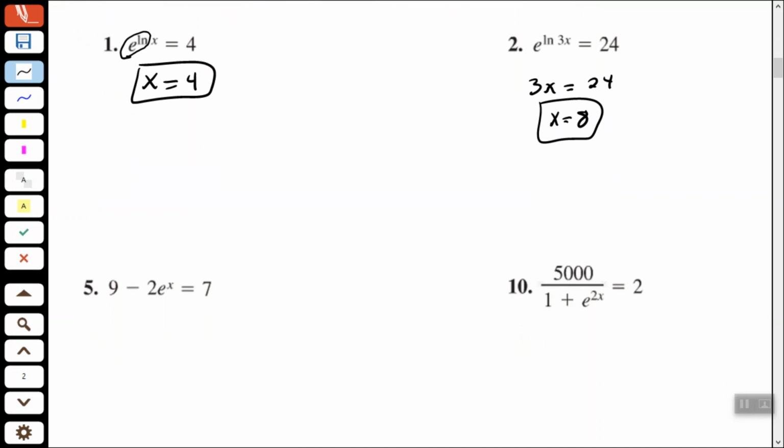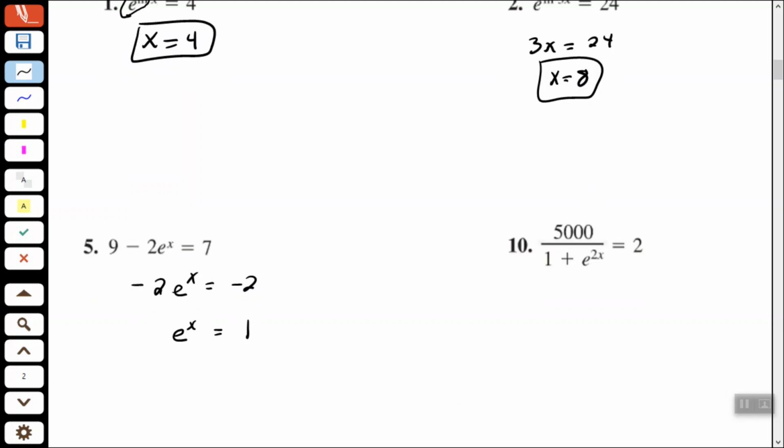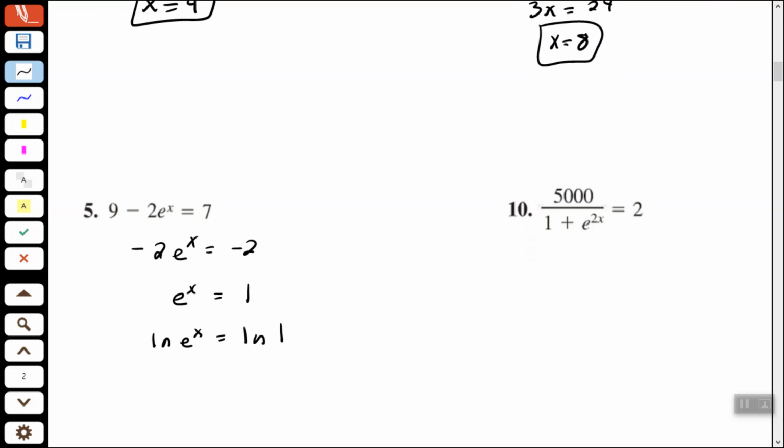Okay, what about 9 minus 2e to the x equals 7? So the first thing we want to do is to isolate the e to the x. So let's subtract 9 from both sides. Divide both sides by negative 2. Then to get that x out of that exponential area, we want to take the natural log of both sides of the equation, because the natural log of e to the x power is simply x. And in your calculator, the natural log of 1 is 0.